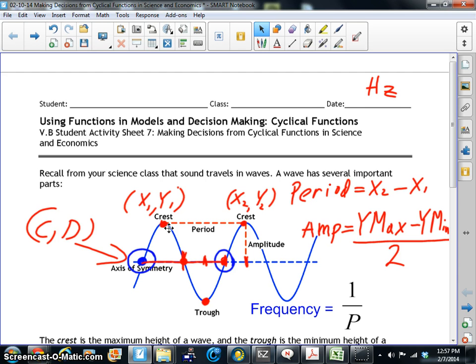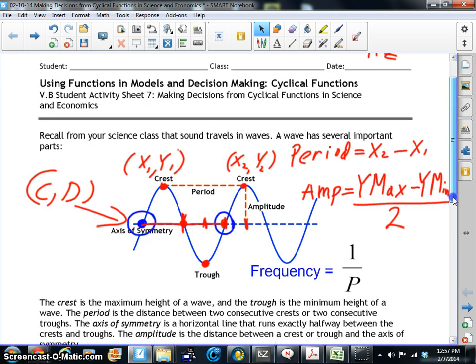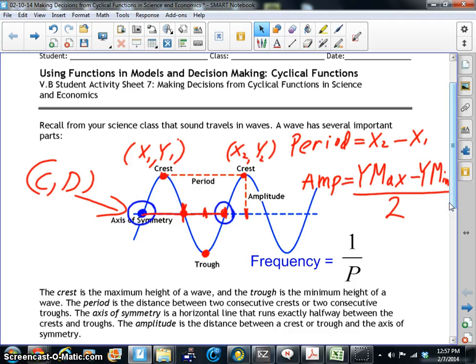Just going to go ahead and go over this tutorial. This tutorial is basically on making decisions from cyclical functions in science and economics. So we have a couple of things right here. I just want you to recognize this stuff from this sinusoidal wave. We got this thing right here. It's going up and down, as you can see. And there's a couple of things that we need to go ahead and take into account.